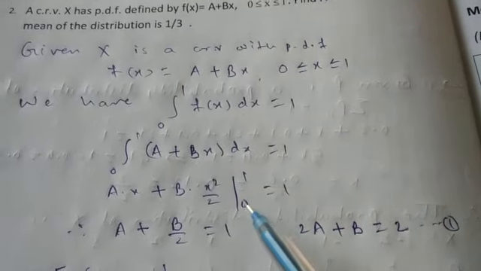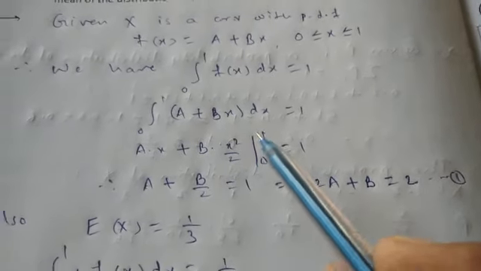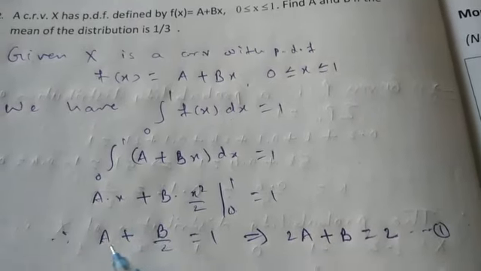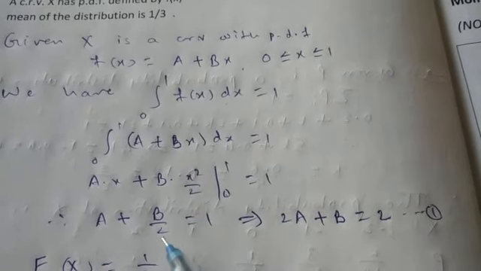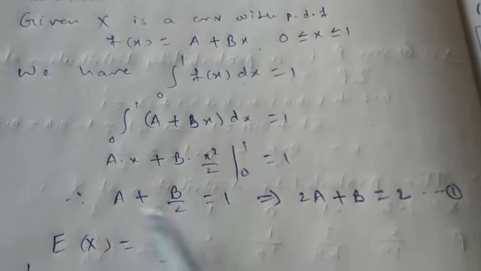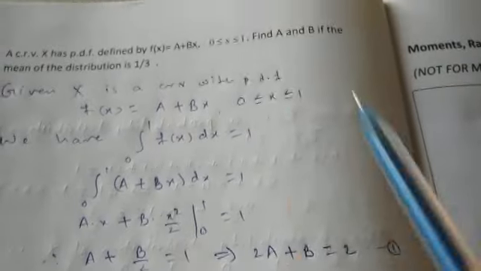So after putting the limits, the lower limit is 0, so we will be left with only the upper limit. So a into 1 plus b into 1 by 2, that is a plus b by 2 equal to 1. And clearing the denominator, that is taking cross multiplication, we will get 2a plus b equal to 2. So name it equation 1.